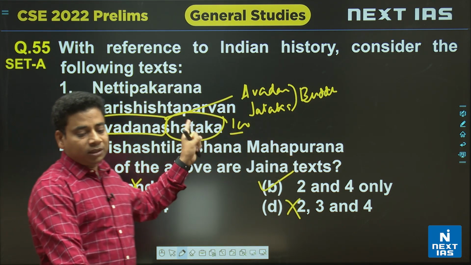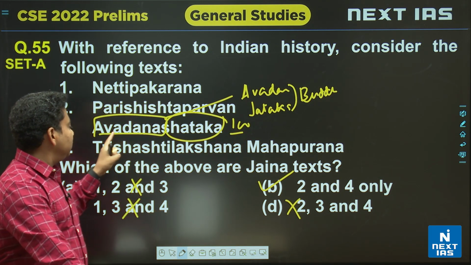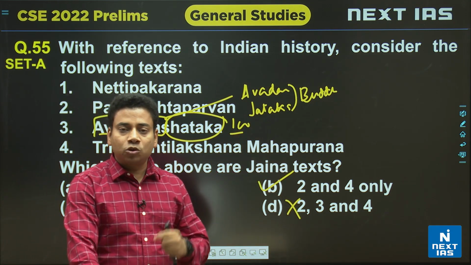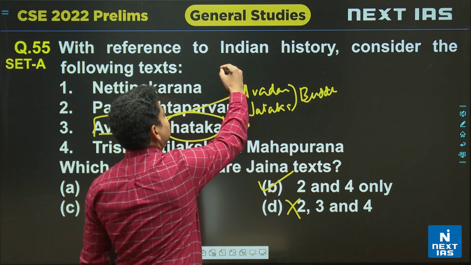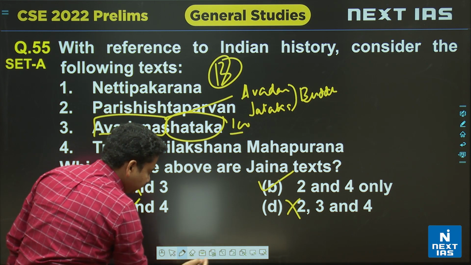The Parishishta Parvan is a Jain text written by Hemchandra. And the Trishashti Lakshana Mahapurana is also a Jain text. So the answer will be B. Now moving to the next question.